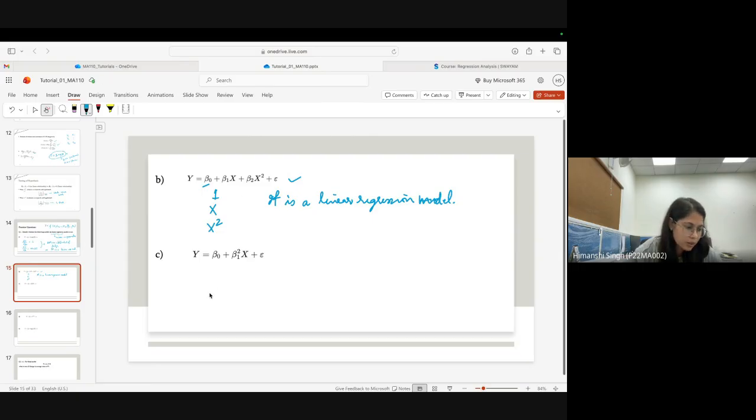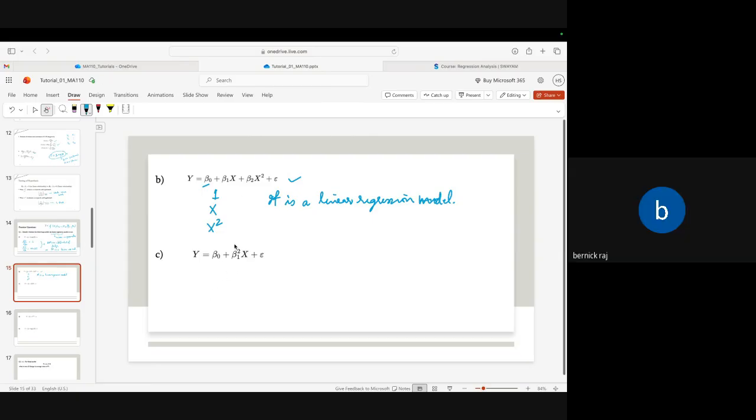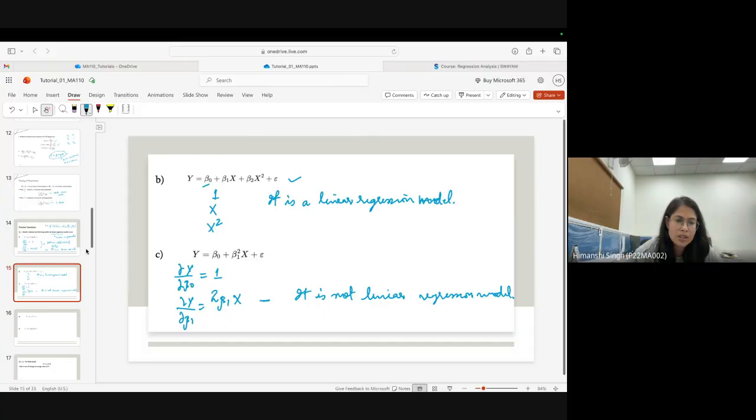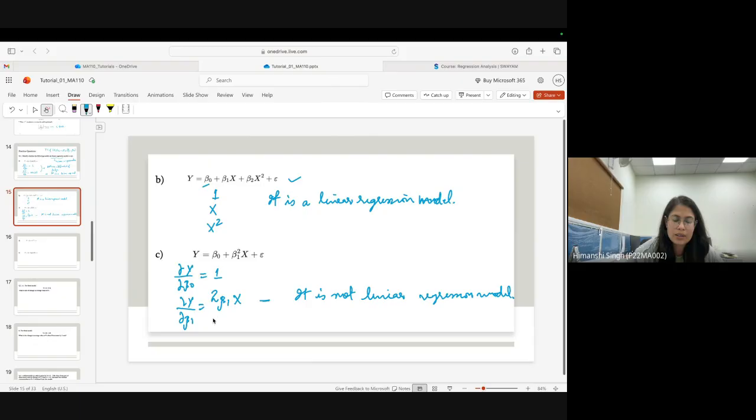Okay, now the third one. Non-linear regression. It is not linear, because with respect to beta naught, if I do the differentiation, it is 1. But with respect to beta 1, it is 2 times beta 1 x. So it is del y over del beta naught, and del y over del beta 1. It is dependent on beta 1, so it is not linear. Here you can see that this is not linear. Although x is in single power, it is not linear because the parameter is not in single power.